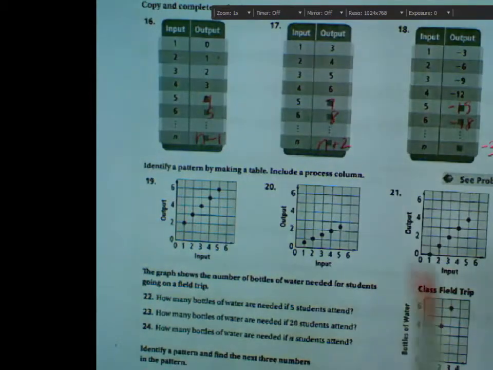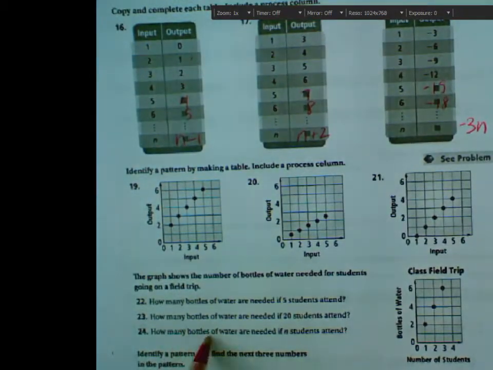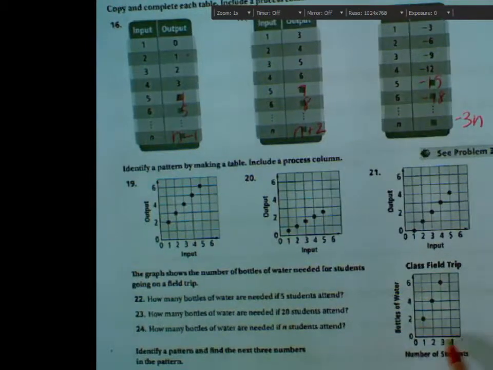You're not going to have to do this, but it's good practice for you. This is important. Number of students, number of bottles of water. How many bottles of water if 5 students attend? So if this keeps going up, I would probably make a table that says number of students, 1, 2, 3, 4, 5.